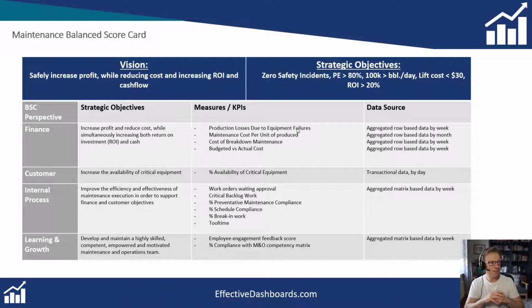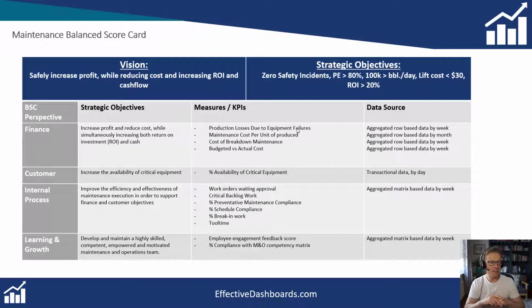The next section is looking at our customer. So from a maintenance department point of view, our end customer is really operations, and what we're providing them is equipment availability. Okay, so we've put here this percentage availability of critical equipment, and I've just left it with that one goal there, or one deliverable to the end customer.